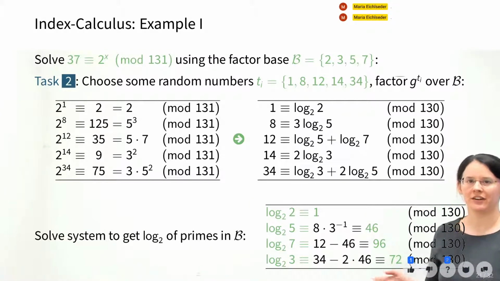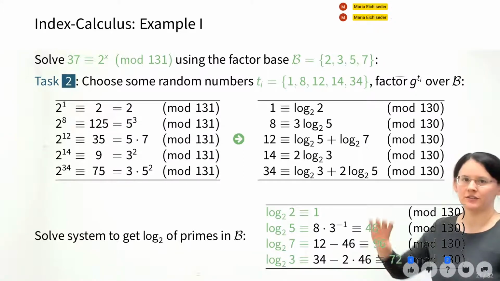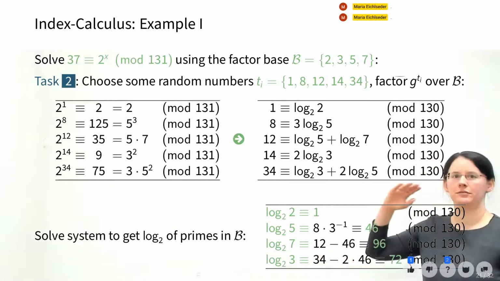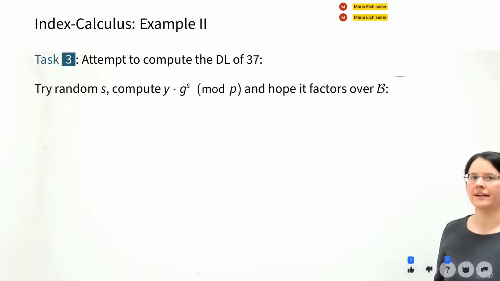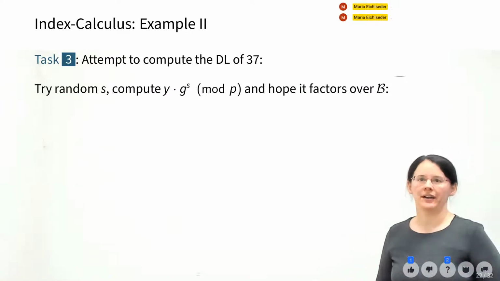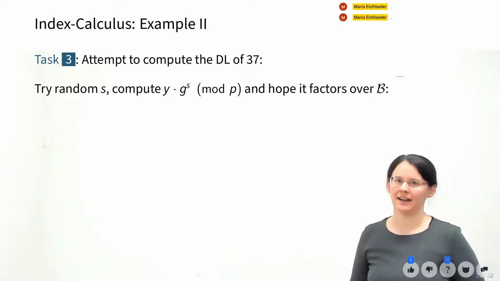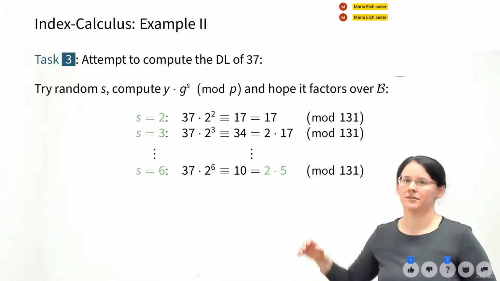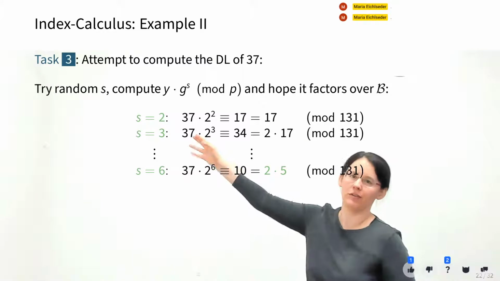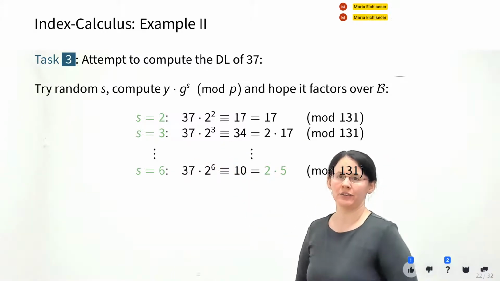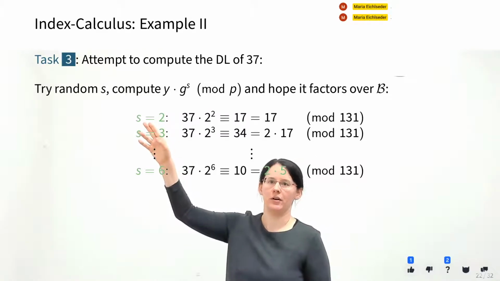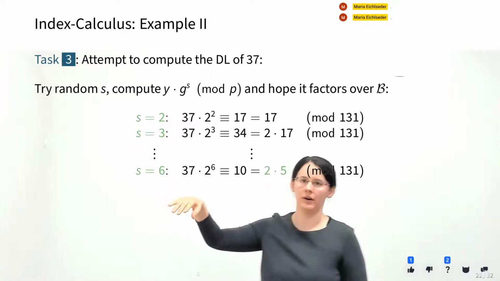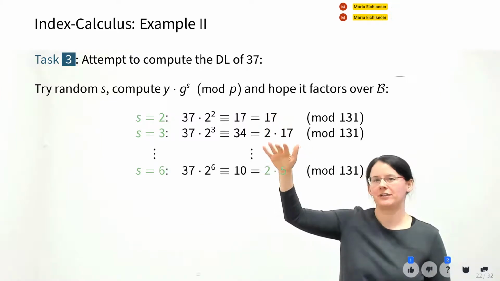Now it's time to look at our challenge value for the first time. So we will now take over this bit of information here and try to combine it to find something out about 37. To do this, we try to find random exponents s until we can factor something. I can just try not random values but small values because it's easier to compute. I can try first y times g to the power of 2, then to the power of 3, and so on. I've written here the factorization.